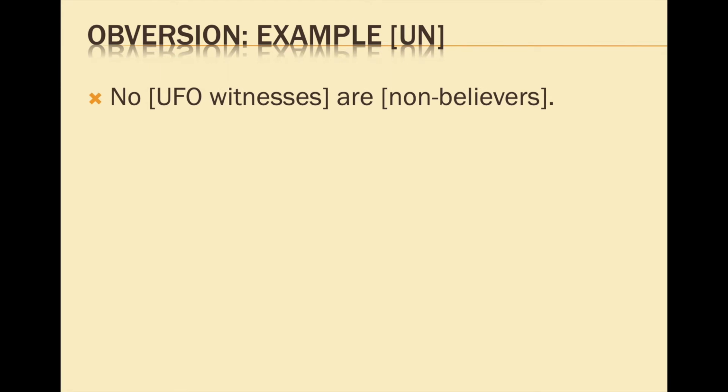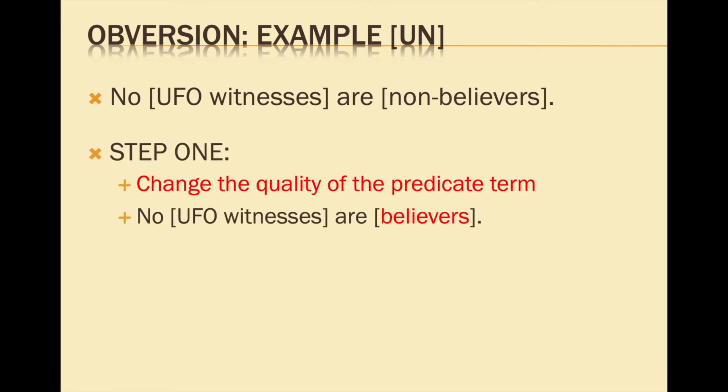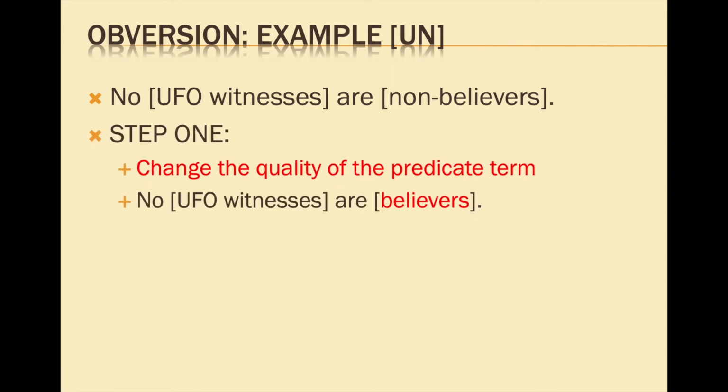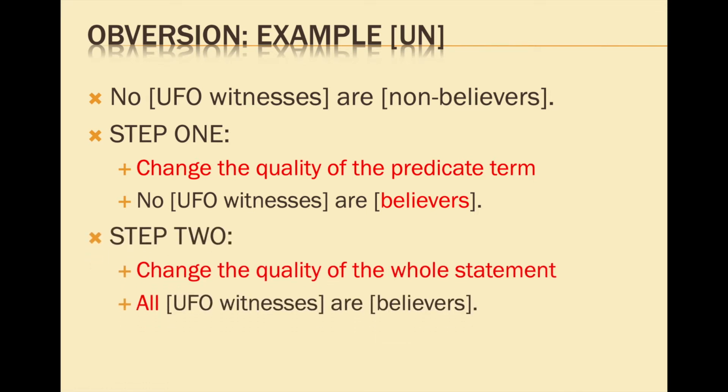Here's the obversion example for a universal negative. No UFO witnesses are non-believers. So we change the quality of the predicate term, and notice here we began with non-believers as the predicate term, so the complement is simply believers now, right? So we change the quality of the predicate term, then we change the quality of the whole statement, and so it becomes now a universal affirmative. All UFO witnesses are believers.